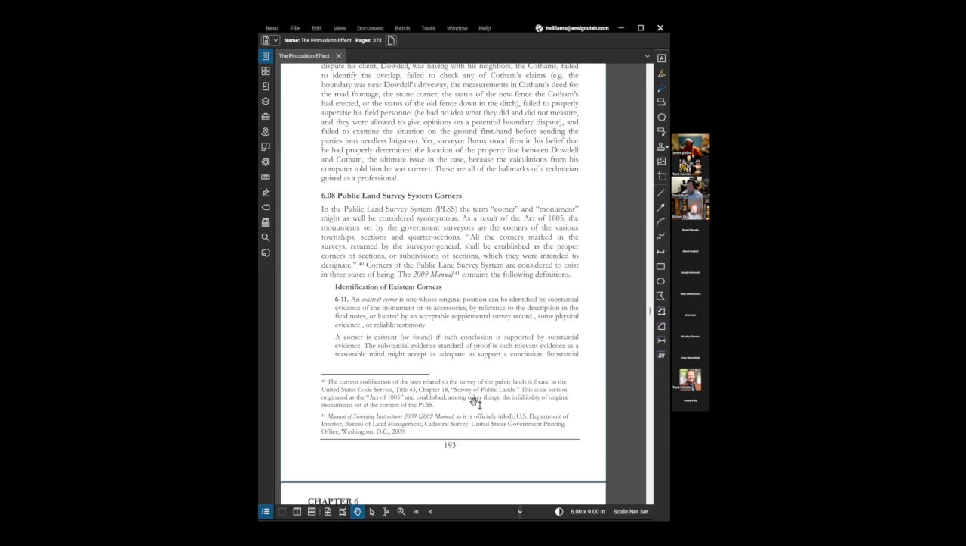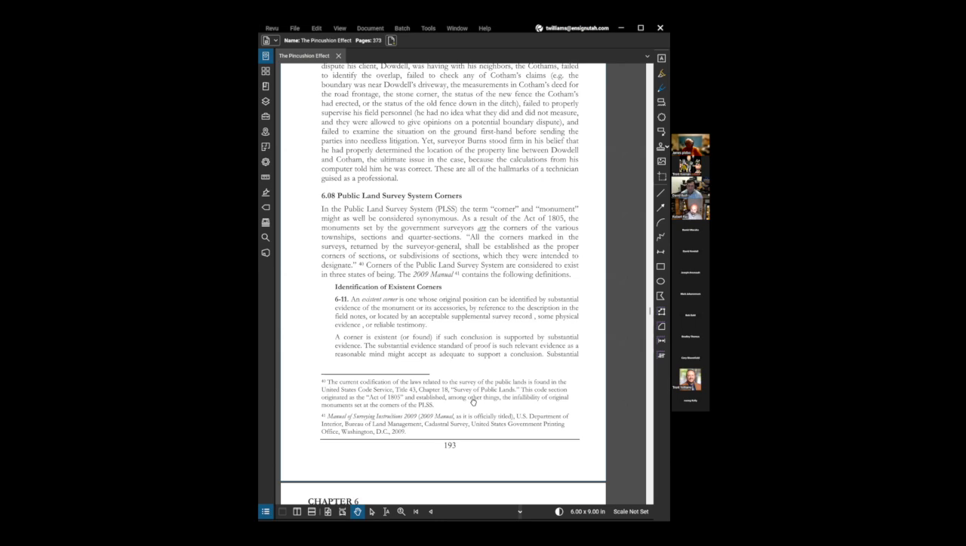As a result of the Act of 1805, the monuments set by the government surveyors are the corners of the various townships, sections, and quarter sections. All of the corners marked in the surveys returned by the Surveyor General shall be established as the proper corners of sections or subdivisions of sections which they were intended to designate. And this is really the crux of the discussion we have when we talk about the monument being the corner no matter what. That really stems from the PLSS system and this act, where it does codify that, hey, they may have said it wrong, but now it is. That is the corner because that's what was set by the government.